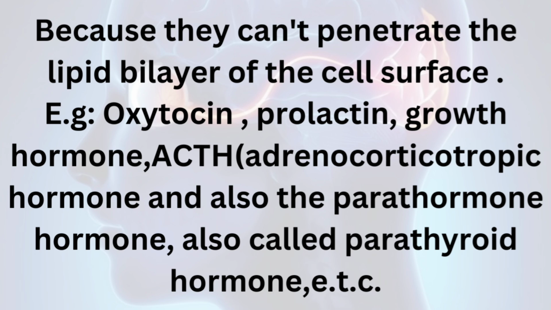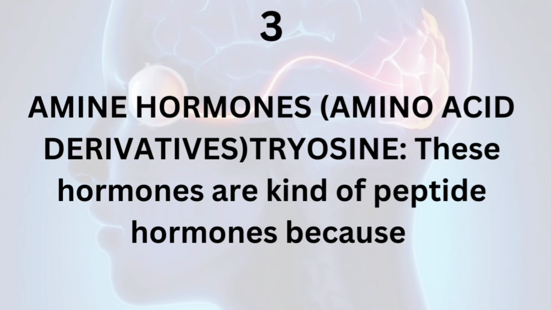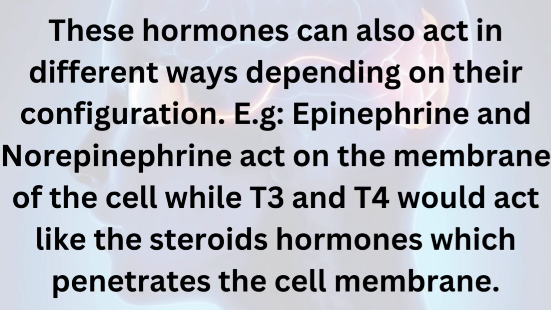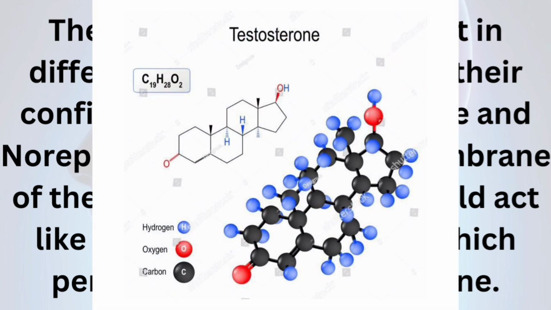And number 3, we have amine hormones. These hormones are amino acid derivatives, such as tyrosine, and a kind of peptide hormones. They can also act in different ways depending on their configuration. For example, epinephrine and norepinephrine act on the membrane of the cell, while T3 and T4 act like the steroid hormones, which penetrate the cell membrane. Note, all other hormones fall under these three categories of hormones. And on the next slide we're going to talk about some hormones, their functions and the category they belong to.